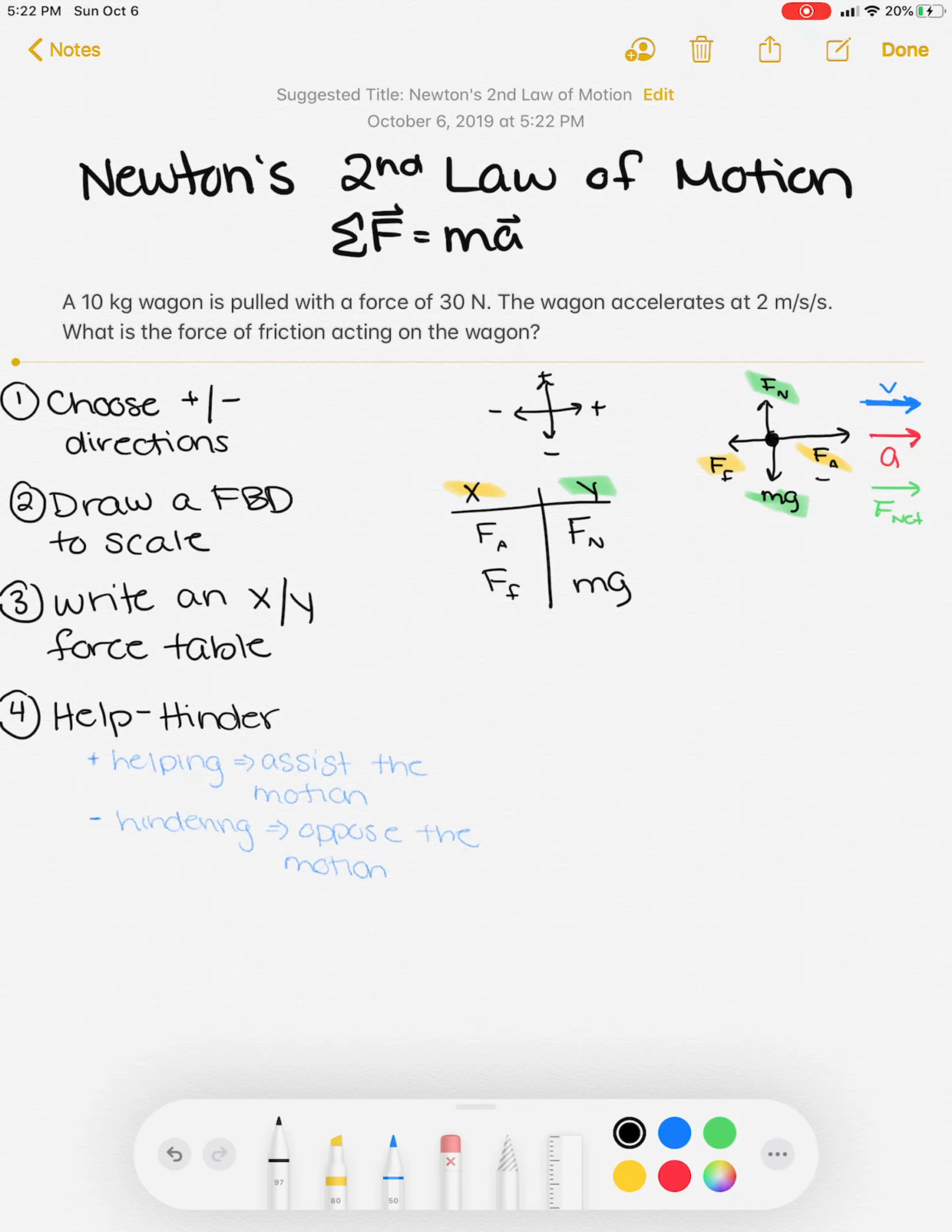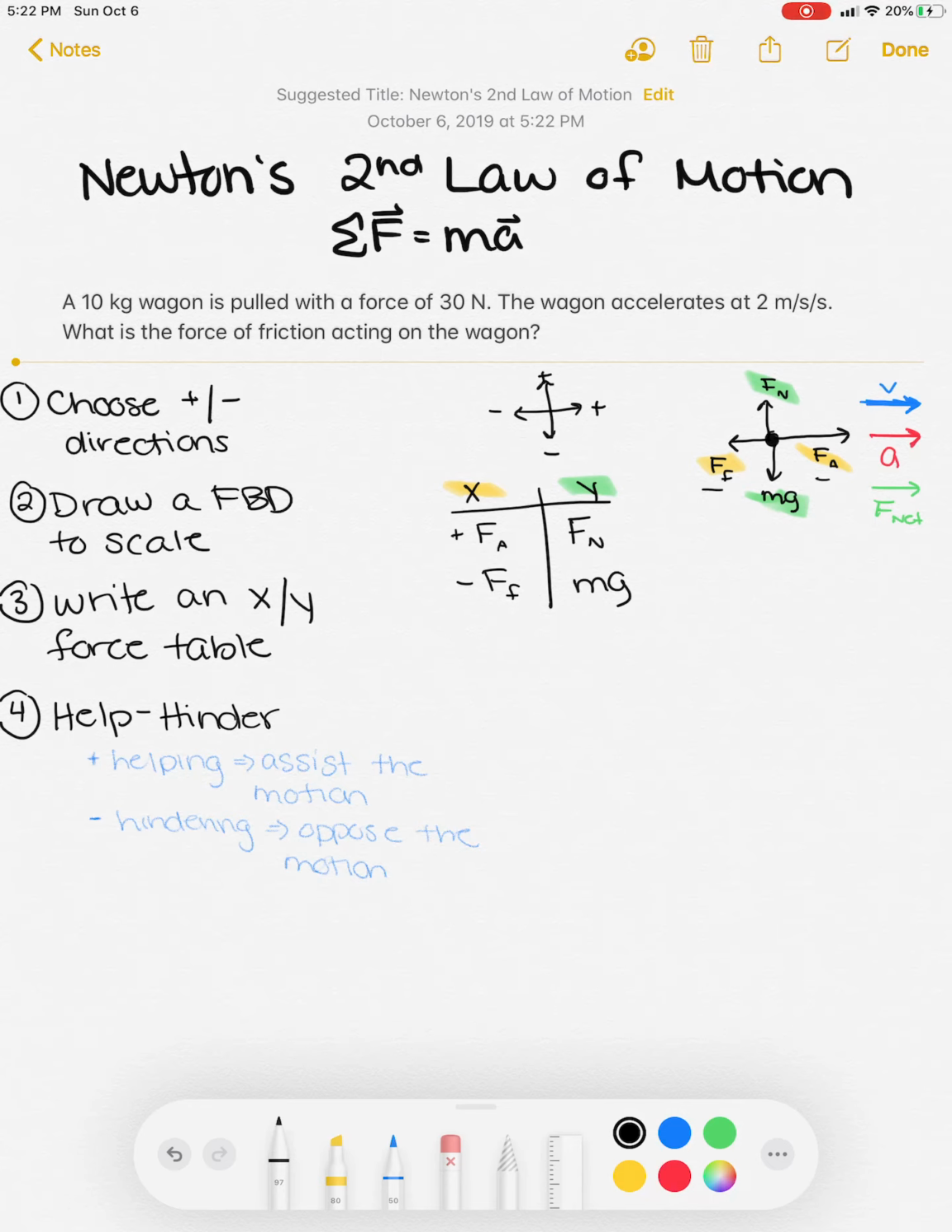I also know that the applied force is the thing that is causing this motion, so it's definitely helping the motion. It's going to be positive. Then I'm going to look at my other force, my friction force, which is in the opposite direction of the motion, so that is negative. It is hindering that motion. Friction will always be negative. Every single problem, friction is negative. There's never a time where it will be positive.